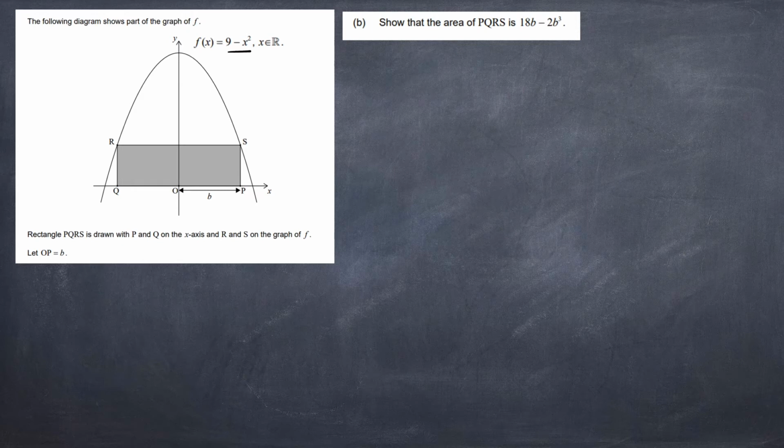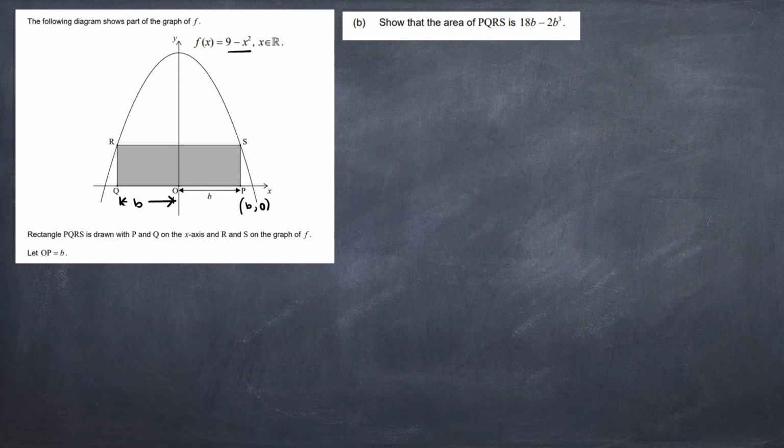This is the graph of the particular function. Now what we need to calculate: rectangle PQRS is drawn with P and Q on the x-axis and R and S on the graph of f. Let OP equal B. So this portion is B, and obviously this portion will also be B. This is also B. Now just imagine the part here, the coordinate of P is B comma 0.